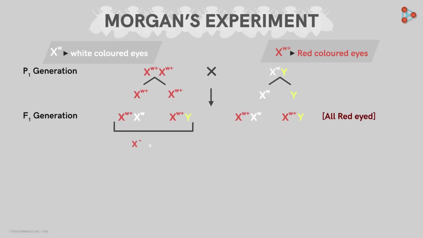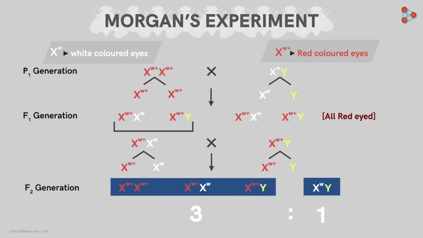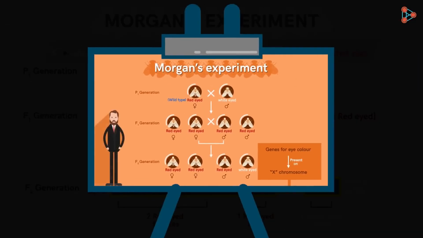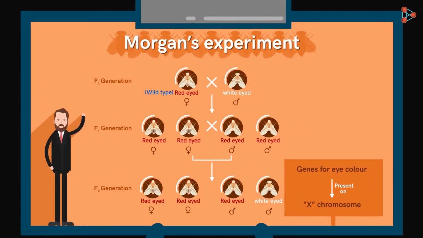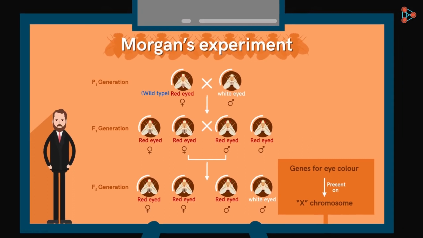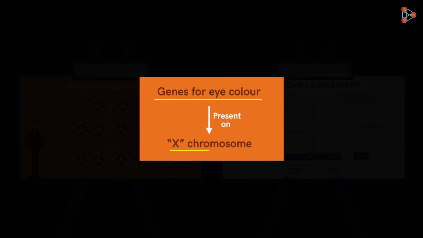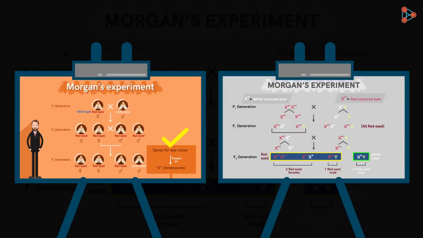Now the next step is crossing the offspring from this F1 generation. On crossing these two with red eyes, we get a progeny that is in the ratio 3:1. So we've got 3 that are red-eyed and 1 that's white-eyed. To be precise, we obtain 1 male with red eyes and 2 females which are red-eyed. The only white-eyed fly is this male here. If you remember, Morgan obtained the same result. So this assumption that we made gave us the same results as Morgan's cross. Hence the assumption that the genes for eye color were present on the X chromosome in fruit flies is correct.